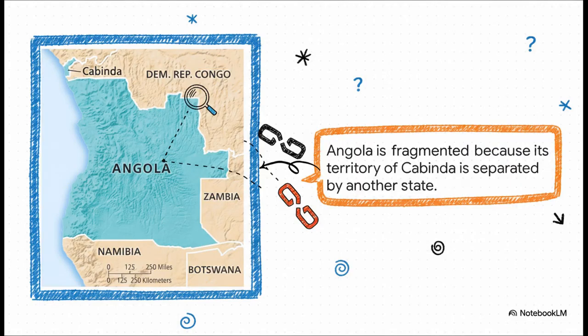Take a look at Angola. You've got the main part of the country here, but see that small chunk of land up north, Cabinda? That's also part of Angola, but it's separated by a strip of the Democratic Republic of Congo. This kind of fragmentation can cause all sorts of political and economic headaches.